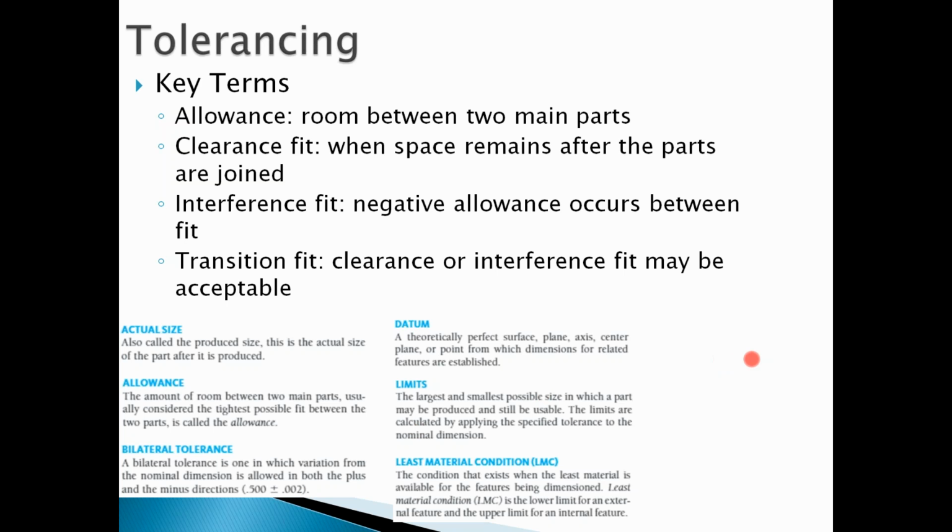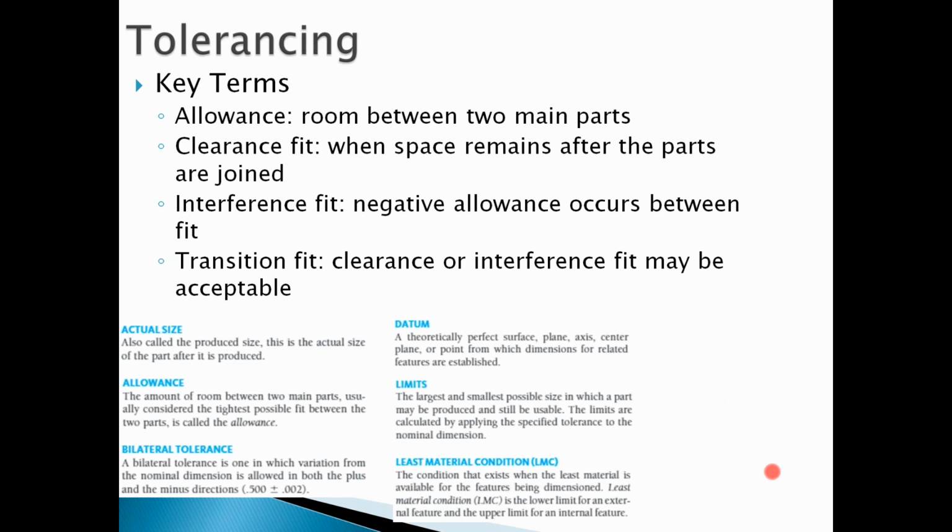Datum is, here's the datum, the reference location, a theoretically perfect surface, plane, axis, center plane, or point from which dimensions for related features are established. Then the limits: the largest and the smallest possible size in which a part may be produced and still be usable. The limits are calculated by applying the specified tolerance to the nominal dimension.